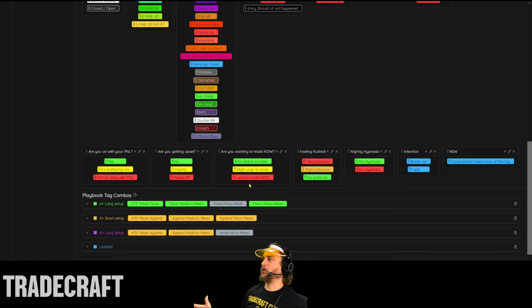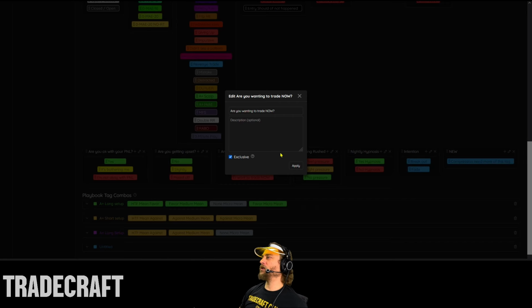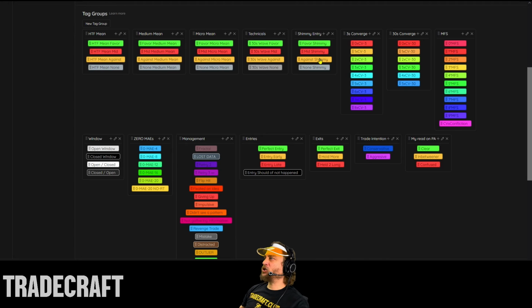That's impossible. I should only be able to select one tag. So when you have the exclusive check on, that means you can only select one tag in that group. So I recommend making families of tags or groups. And I want to make sure that I'm always selecting a tag on every trade as I'm gathering data.